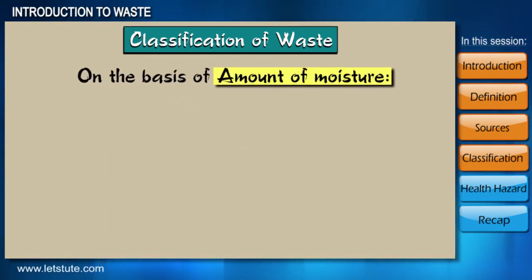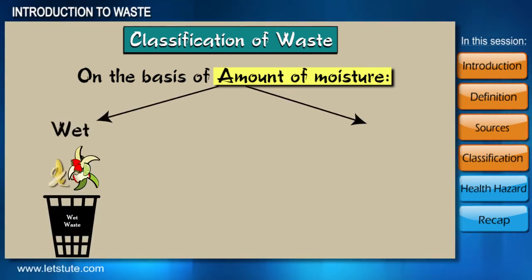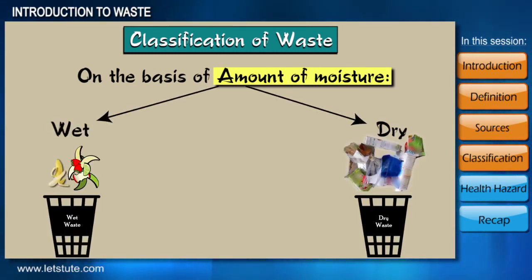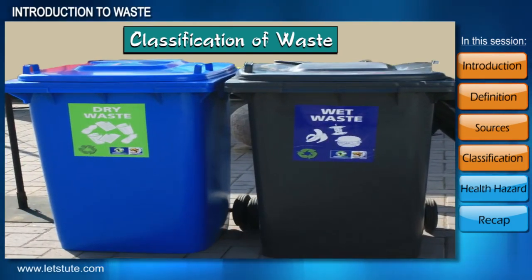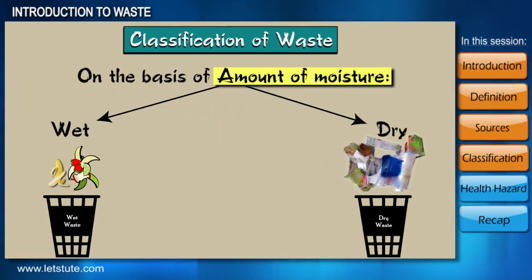On the basis of the amount of moisture present in the waste, it is of two types: wet waste and dry waste. You might have all seen those plastic containers which are mostly kept alongside the pavements, right?